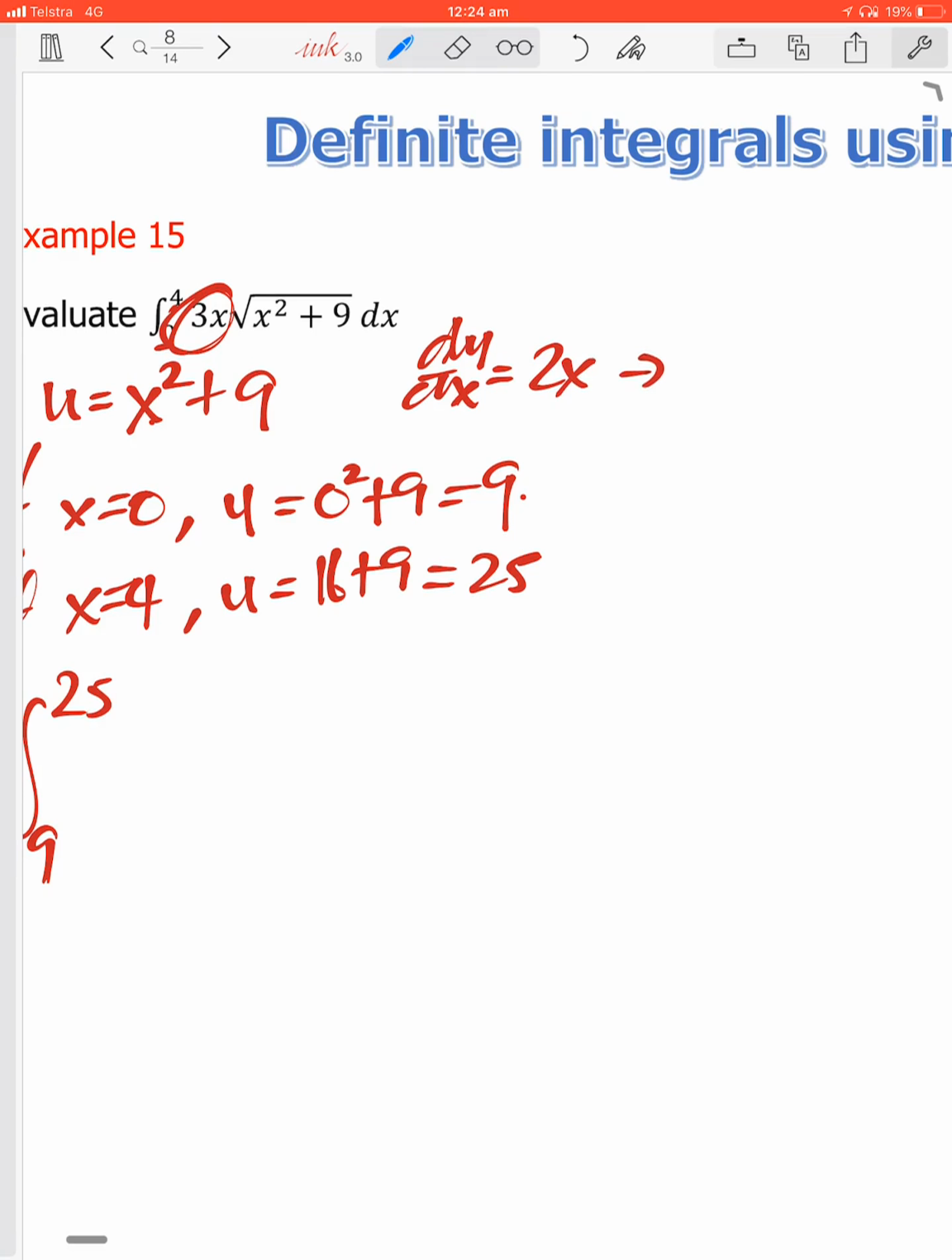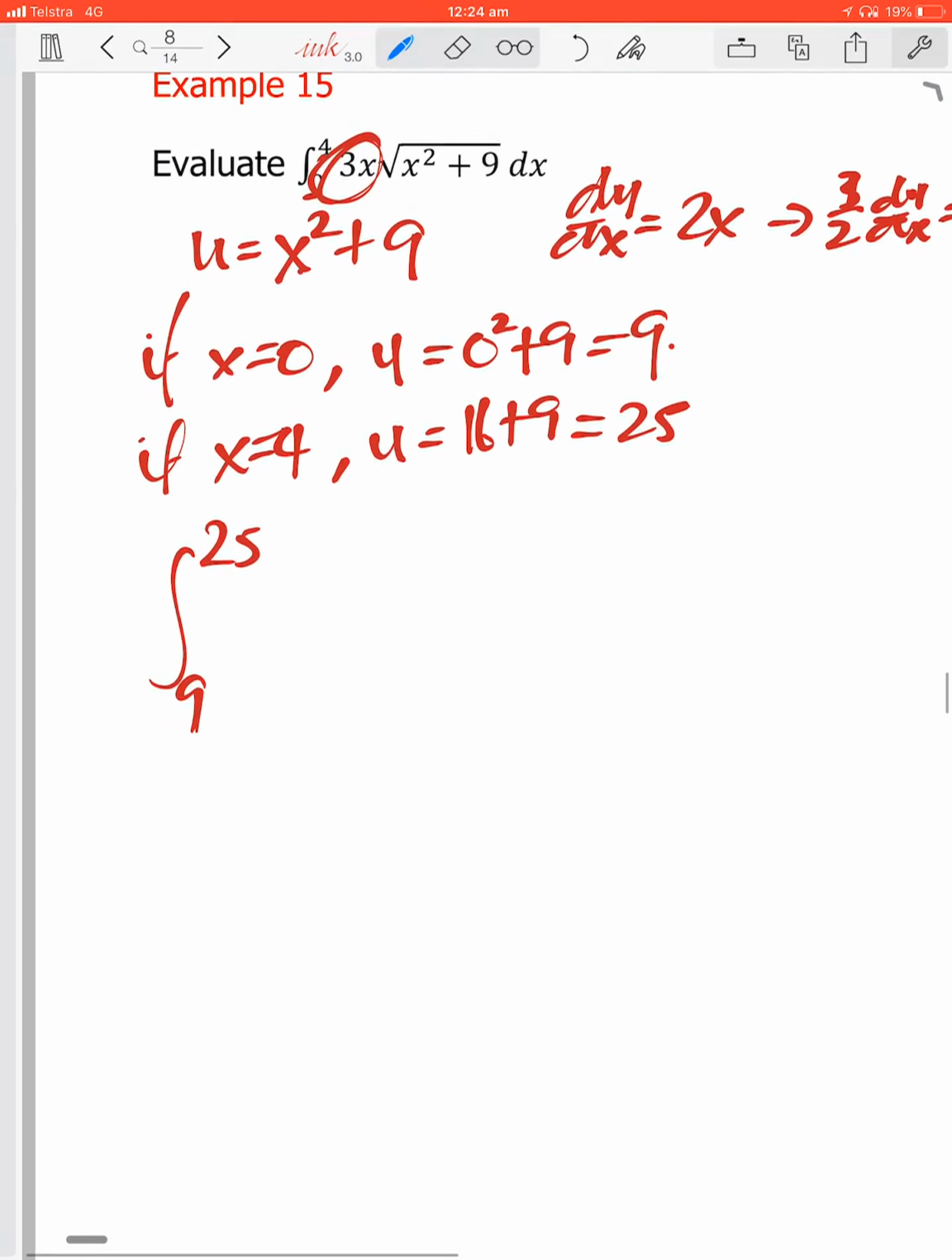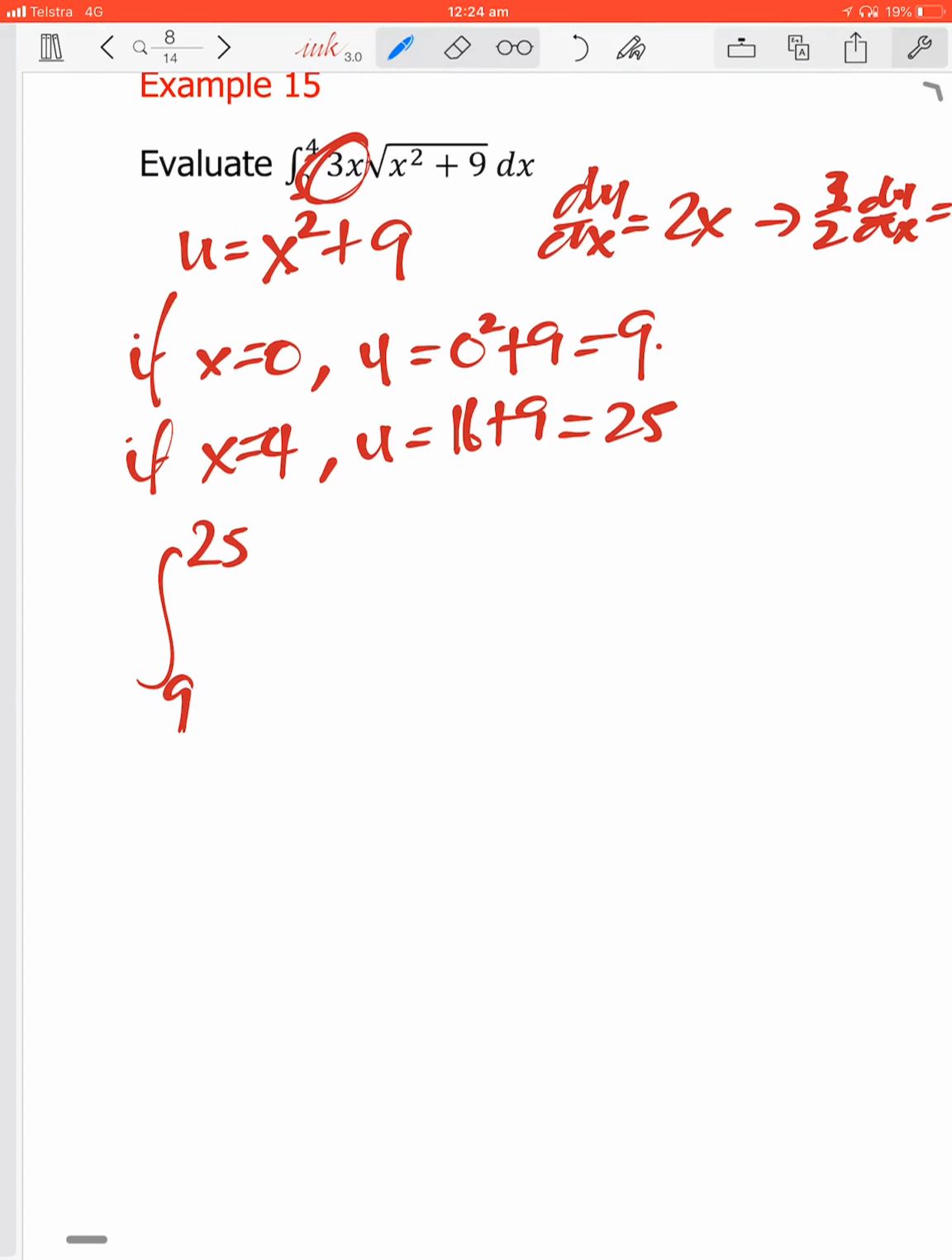So therefore, if I want x, we could say a half du dx equals x, but I want it to be 3x. So if I want 3x, I've got to multiply this by 3. So we can replace x with 3 on 2 du dx. So I can say 3x is 3 on 2 du dx. So that's that. The square root of x squared plus 9, well, we know that that's u. And then we've got a dx.